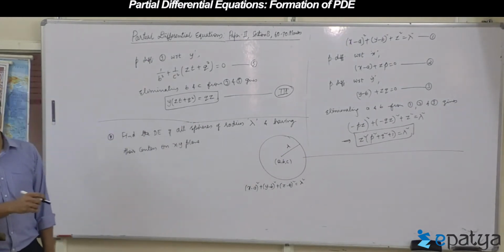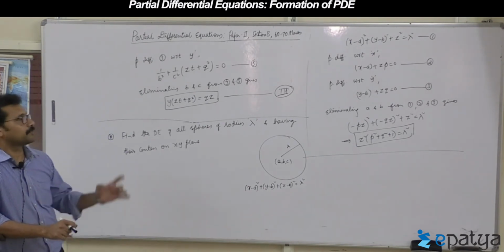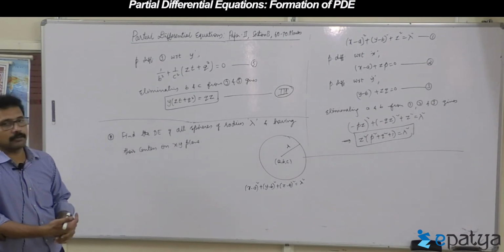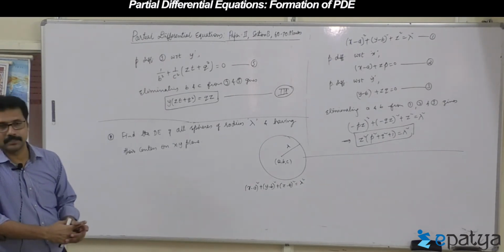So z square into p square plus q square plus 1 equal to lambda square is the partial differential equation of the given family of spheres whose radius is exactly equal to lambda and having their centers on the x, y plane. Okay. Take one more similar question.